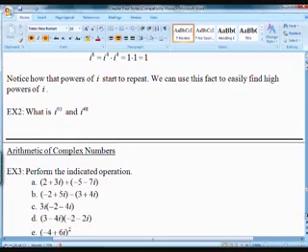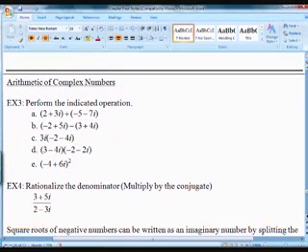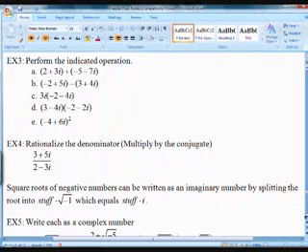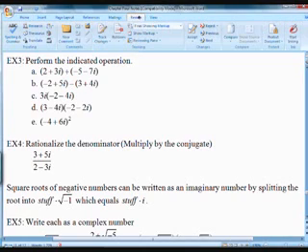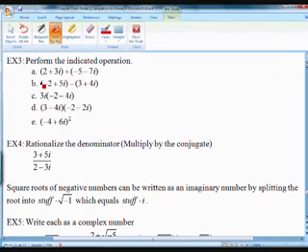Performing, it says arithmetic of complex operations. These shouldn't be too bad. We did a lot of them last year. Example 3 says perform the indicated operation, and I'm just going to do these right here. If I can get my pencil to come up. First one says 2 plus 3i plus negative 5 minus 7i.